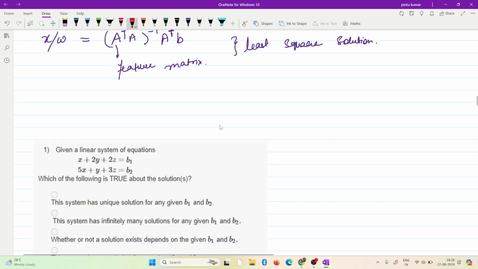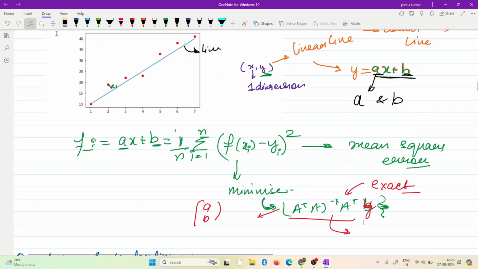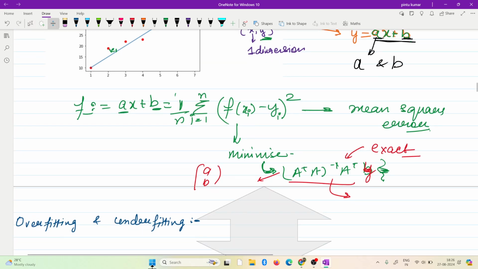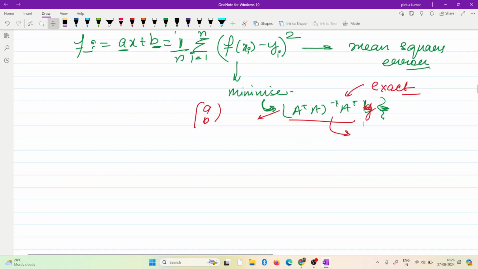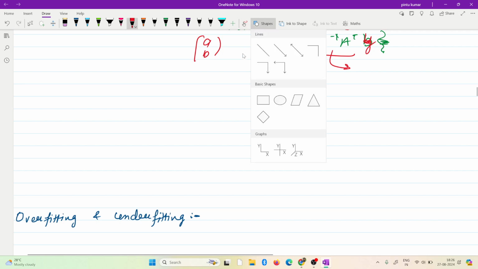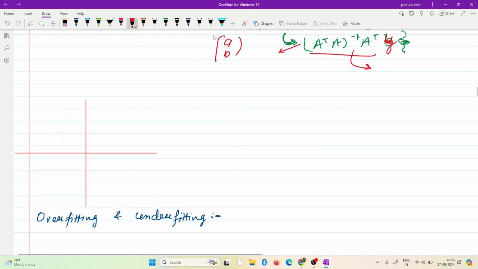Before going to underfitting and overfitting, let's look at some extension of linear regression. Let's say, whatever we discussed till now, we said that the data points lie on a line. Okay. But let's say when you actually saw your data, it looked something like this.